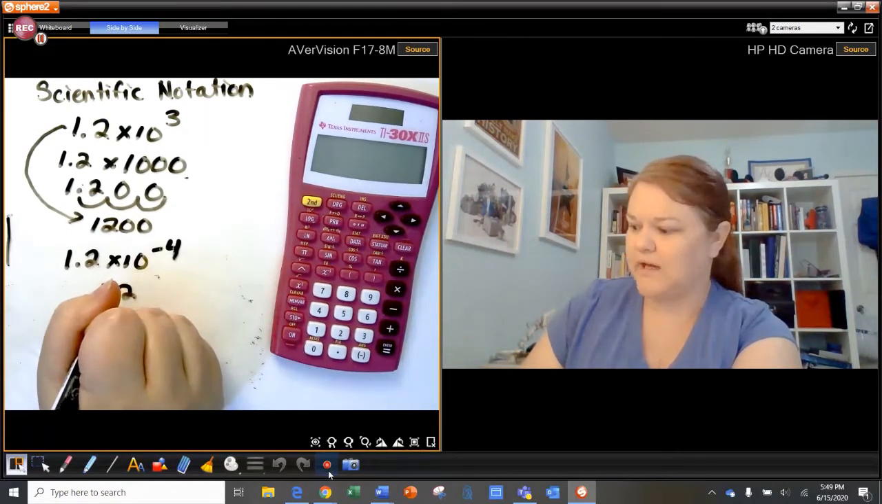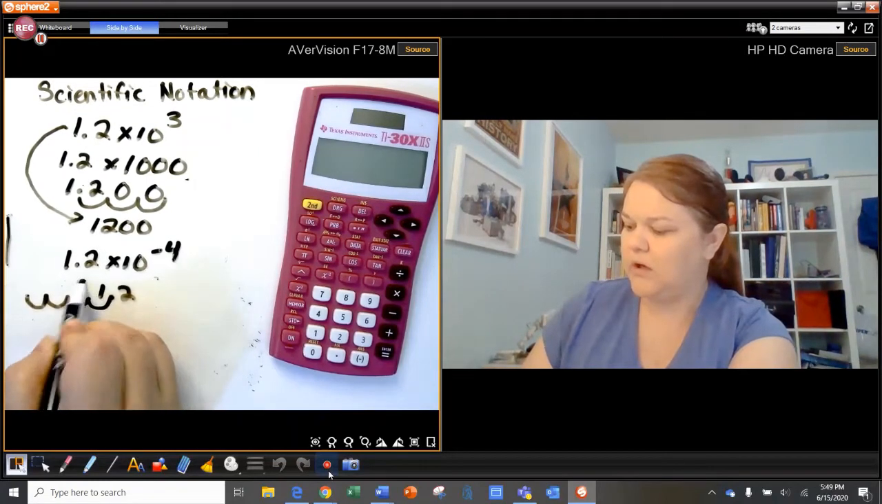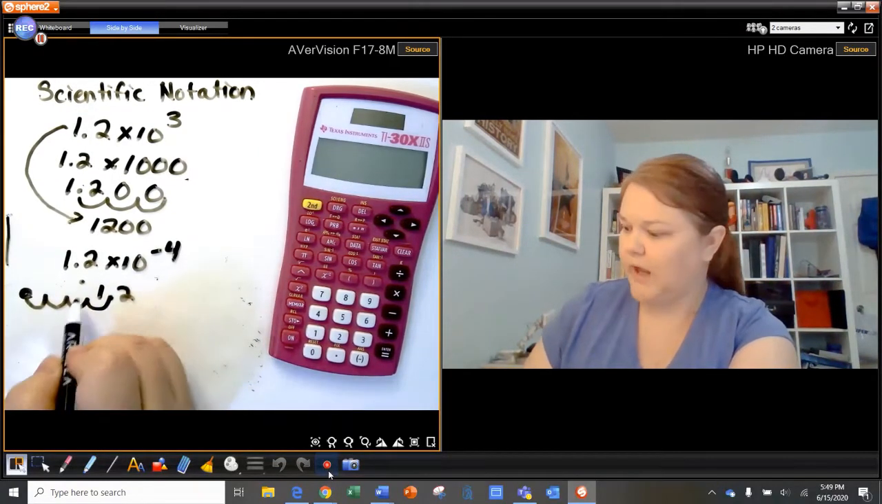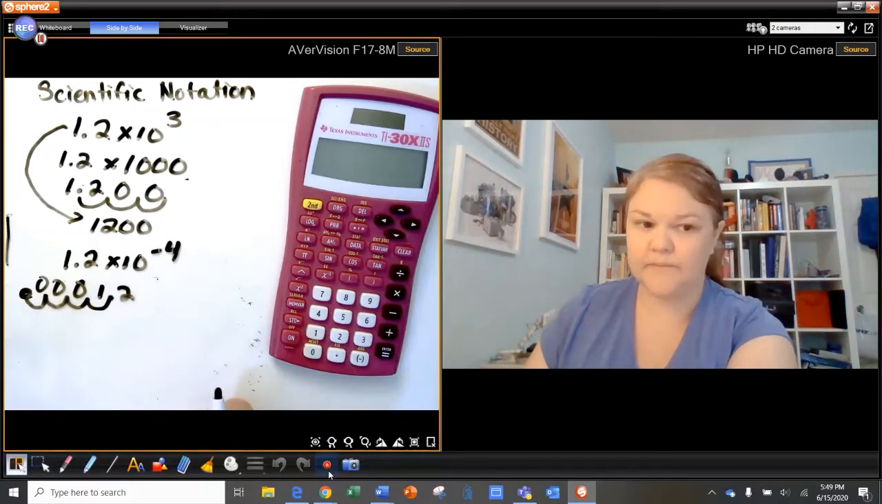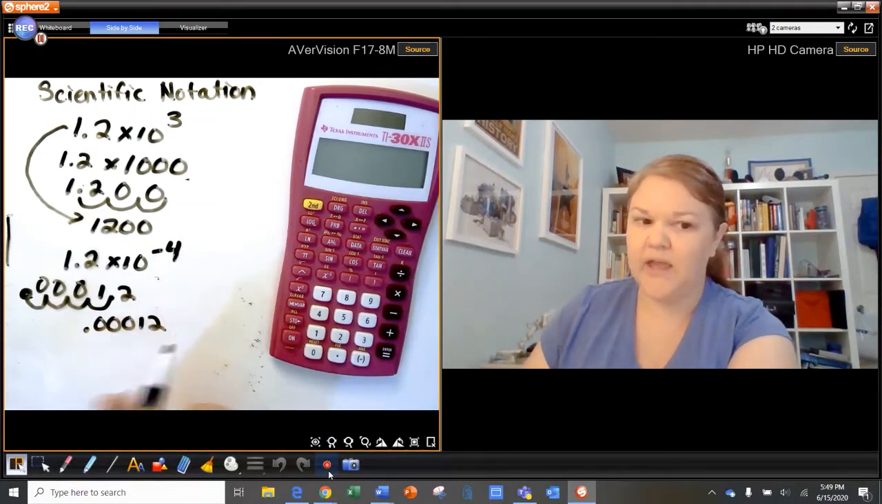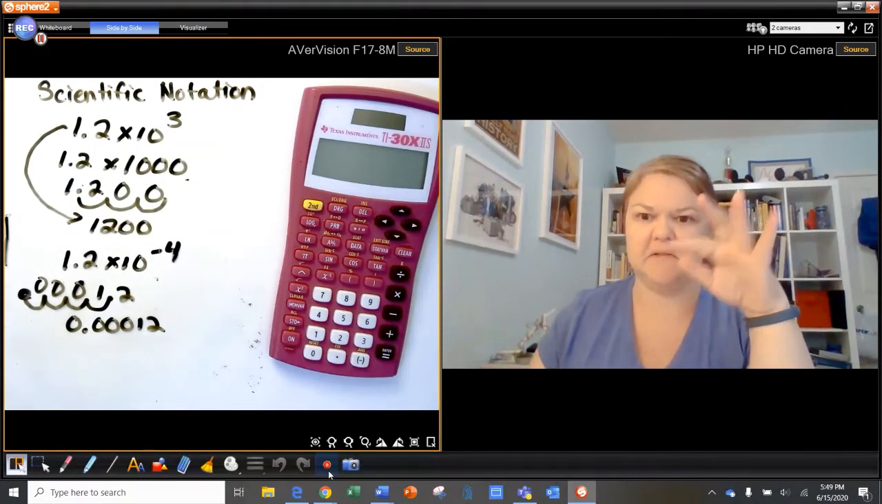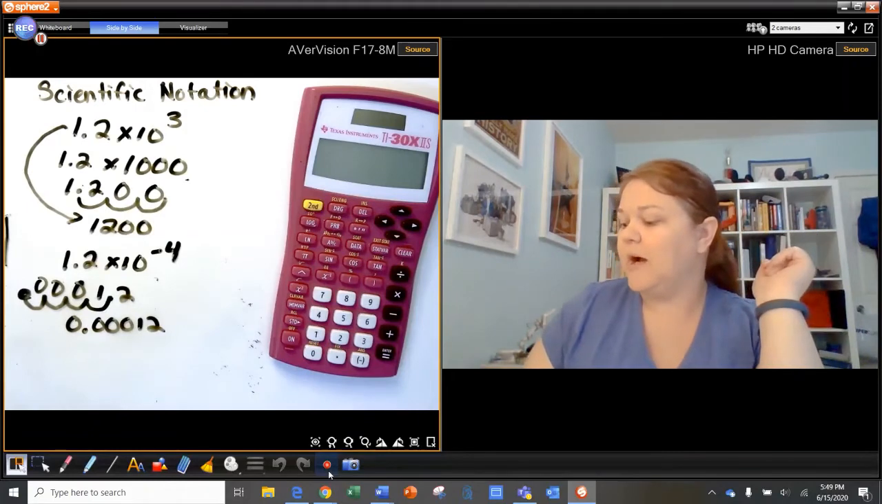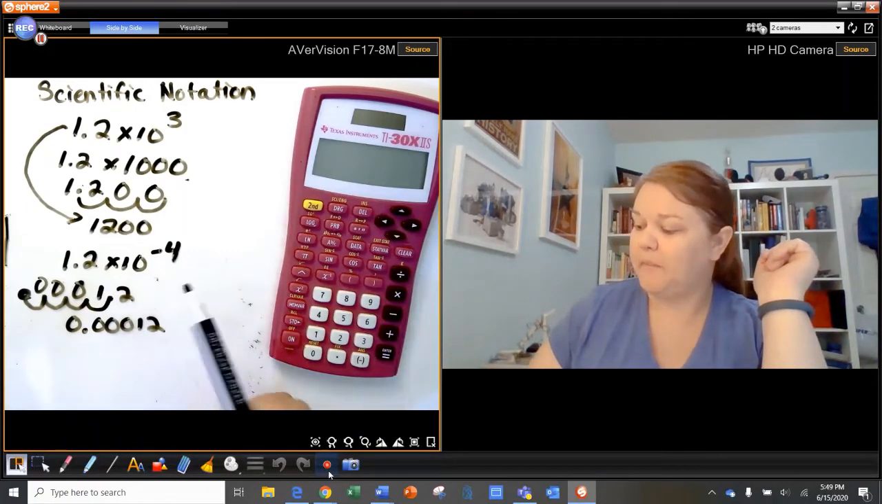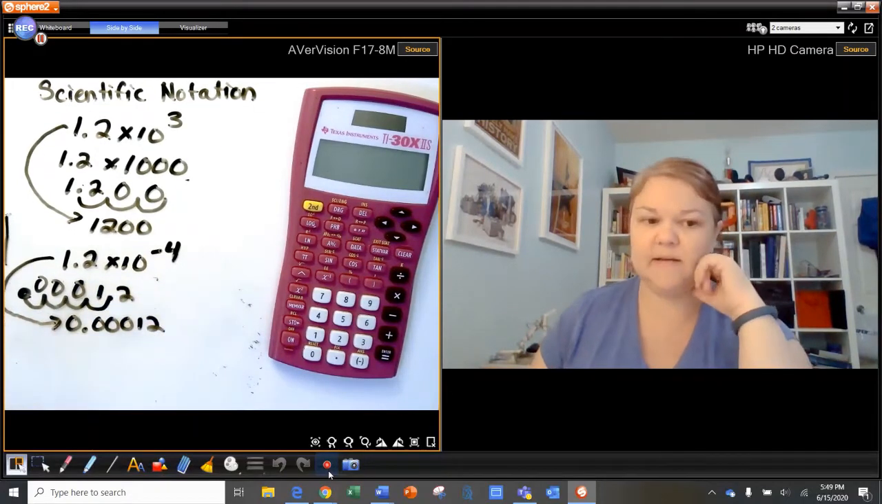So we're going to move it 4 times. 1, 2, 3, 4. So there's our new decimal, and we fill in the spaces with zeros. So this is really 0.00012, and I like to throw the 0 out in front and trap my decimal in its place so it doesn't move. So that's the same number. This 1.2 times 10 to the negative 4 is the same as that.